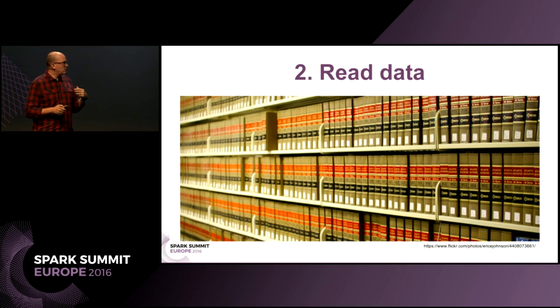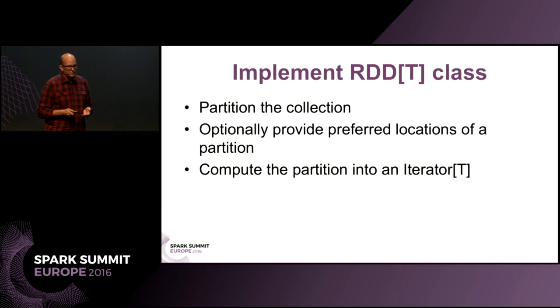So now you have your connection to your data source. The next thing you need to be able to do is to read it. And this is where most of the complexity really comes in. Here, for example, you have a library. Your collection is all the data that's in those books, and the partitions essentially are single books. So to be able to distribute your collection, you need to be able to partition it up.